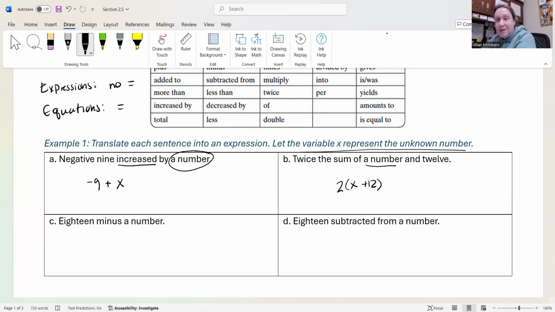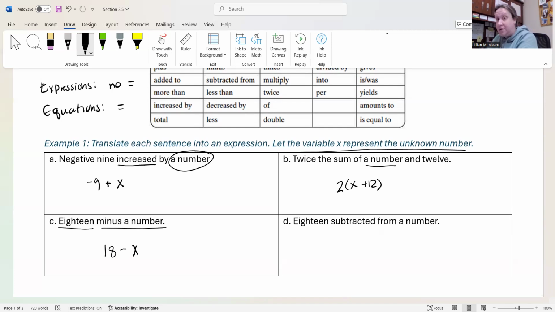Part C, we have 18 minus a number. Now, you do have to be really careful with subtraction. When you have subtraction, order absolutely matters. And here we're told we're taking 18 and then we're going to subtract a number from that. So we would take 18 and subtract whatever. In this case, we don't know what that number is. We're going to call it x. So 18 minus a number is just going to be 18 minus x.